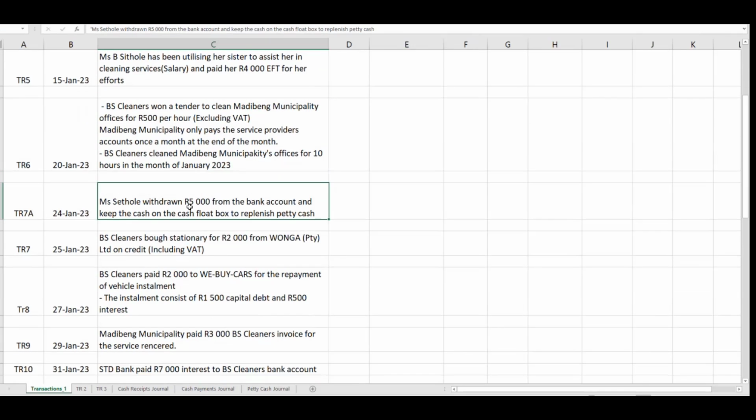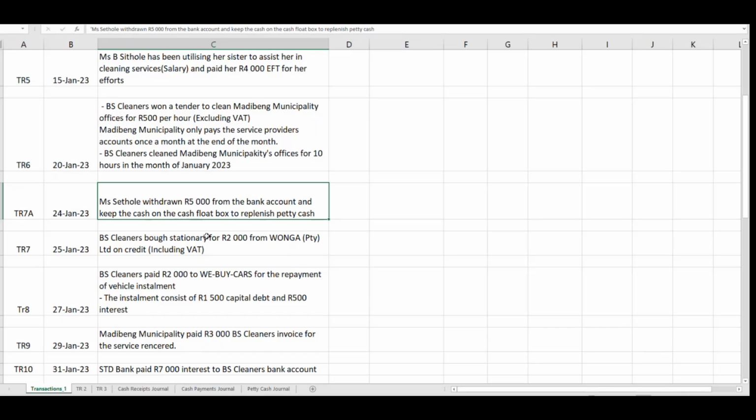This one we've added in between. It says Ms. Tolle withdrew 5,000 rands from the bank account and kept the cash in the cash float box to replenish petty cash. Cash receipts journal, cash payment journal, petty cash journal. Who wants to give it a try? Let's see by the raise of hands. Where are we going to record the 5,000? Gugu.